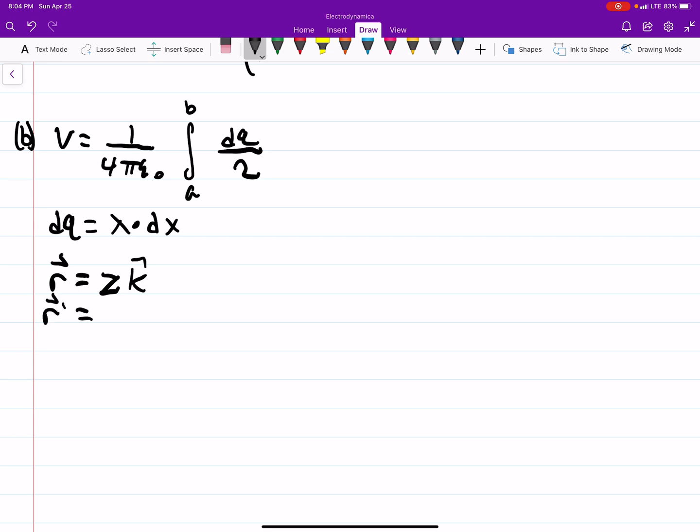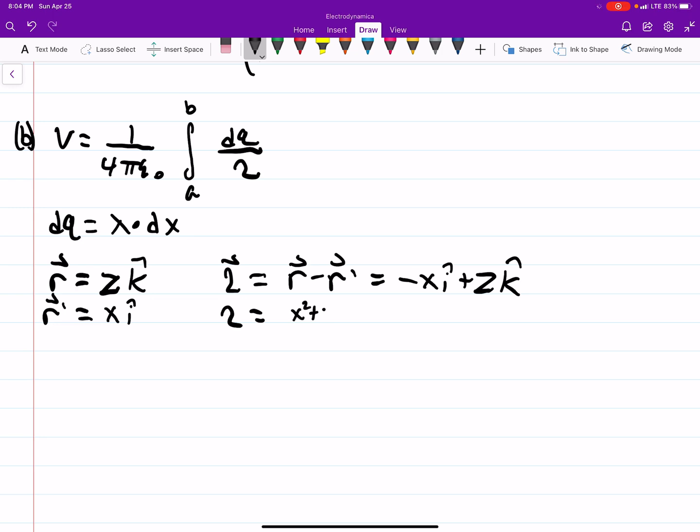R prime is the origin to some point of our charge distribution, which is along the x direction. And then script r, the vector, is r minus r prime, which is minus x i-hat plus z k-hat. And in this case, we actually don't want the vector r, we just want the magnitude of it, which will get you the square root of x squared plus z squared.